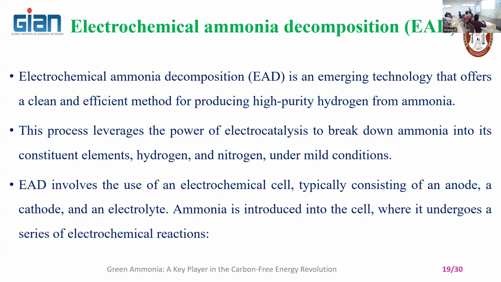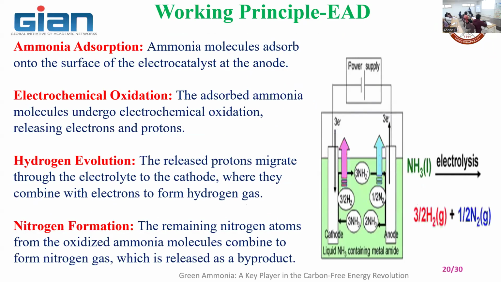Similar to fuel cells: if you are using hydrogen, you will get water and electricity will come out. If you are giving electricity and giving ammonia into the same system, you are going to get hydrogen. That's it. Ammonia is introduced into the cell where it undergoes a series of electrochemical reactions. So simple, I can say, the schematic diagram of the electrochemical cell is the breaking of ammonia into hydrogen.